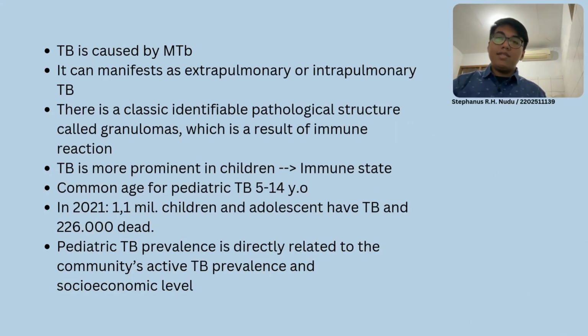Tuberculosis is caused by Mycobacterium tuberculosis and it can manifest as both extrapulmonary and intrapulmonary tuberculosis. It can have identifiable pathological structures called granulomas, which are a product of the immune reaction to the bacteria. In TB, it's more prominent in children due to their immature immune state. The common age for pediatric TB is between 5 and 14 years old, and in 2021, about 1.1 million children and adolescents had TB, and about 226,000 died.